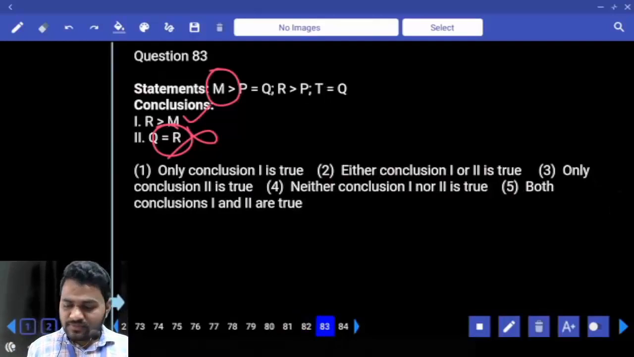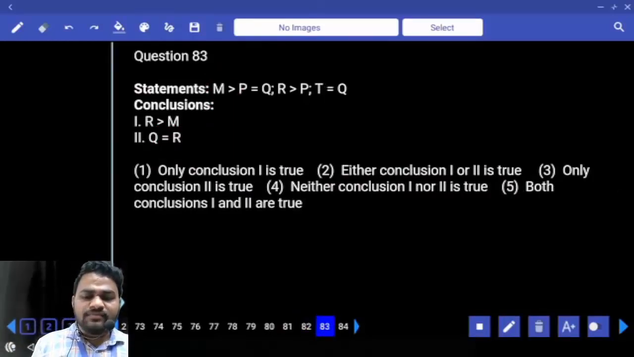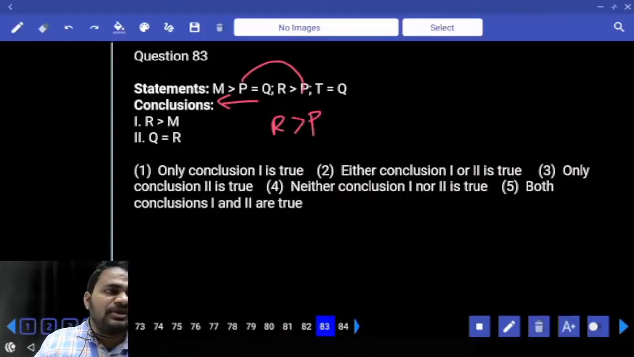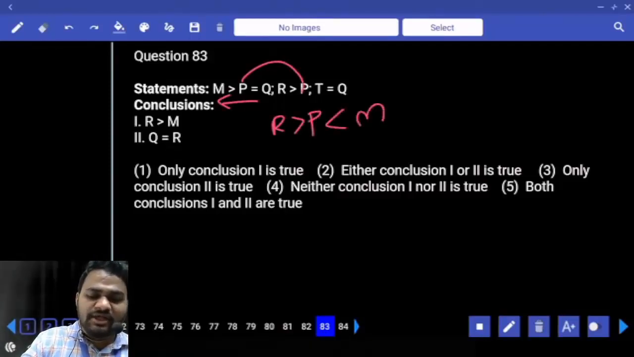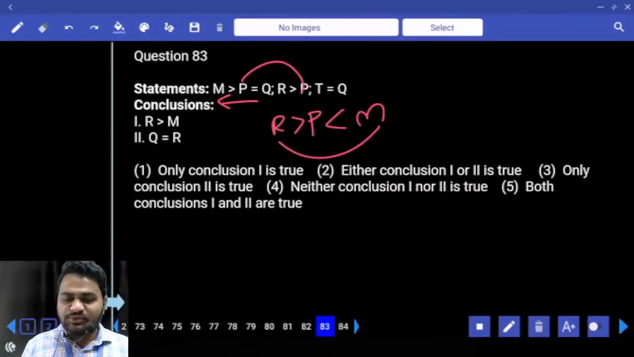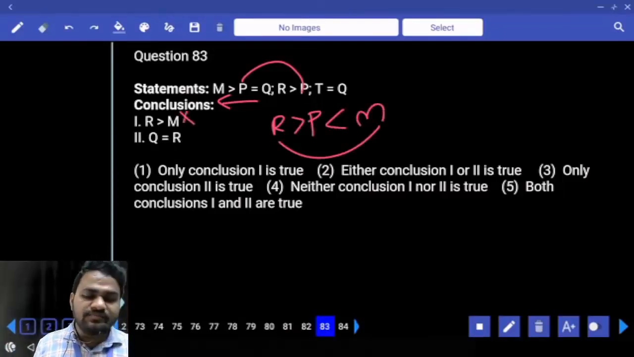Next, R greater than M. R greater than M. Here the common letter is P. Now R greater than P, but from P to M, P less than M, we have opposite symbols. When there are opposite symbols, we call the conclusion wrong.